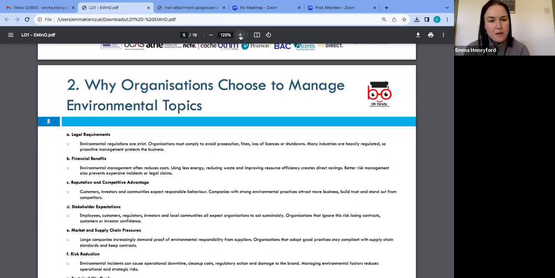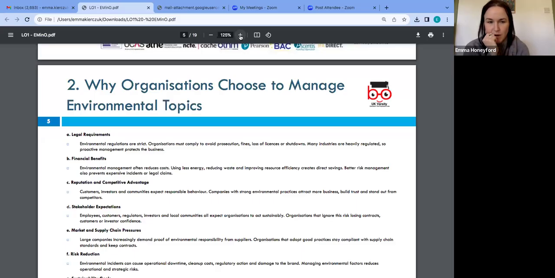And then the financial benefits. So we know that, and I know myself, that environmental management systems, having them in place is good for business too. It reduces the cost of resources, reduces waste, and being more efficient with resources can create savings. So I feel like in any organisation that I have worked for, the way to approach it when you're working with colleagues or stakeholders is to drive the cost approach, which helps people engage better sometimes. So we know that better risk management does prevent expensive incidents or legal claims.